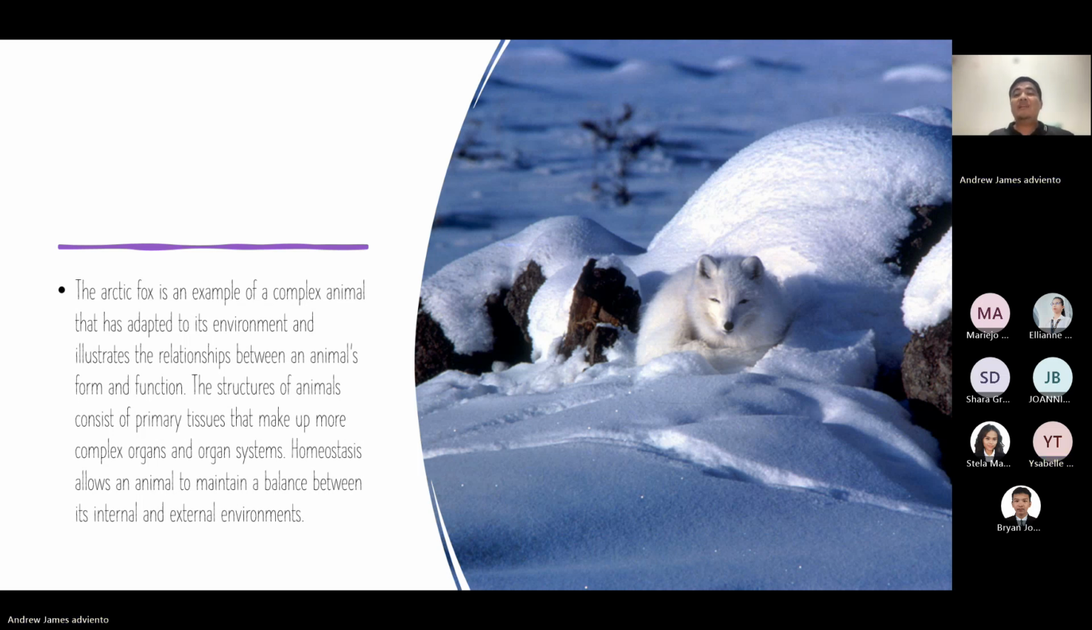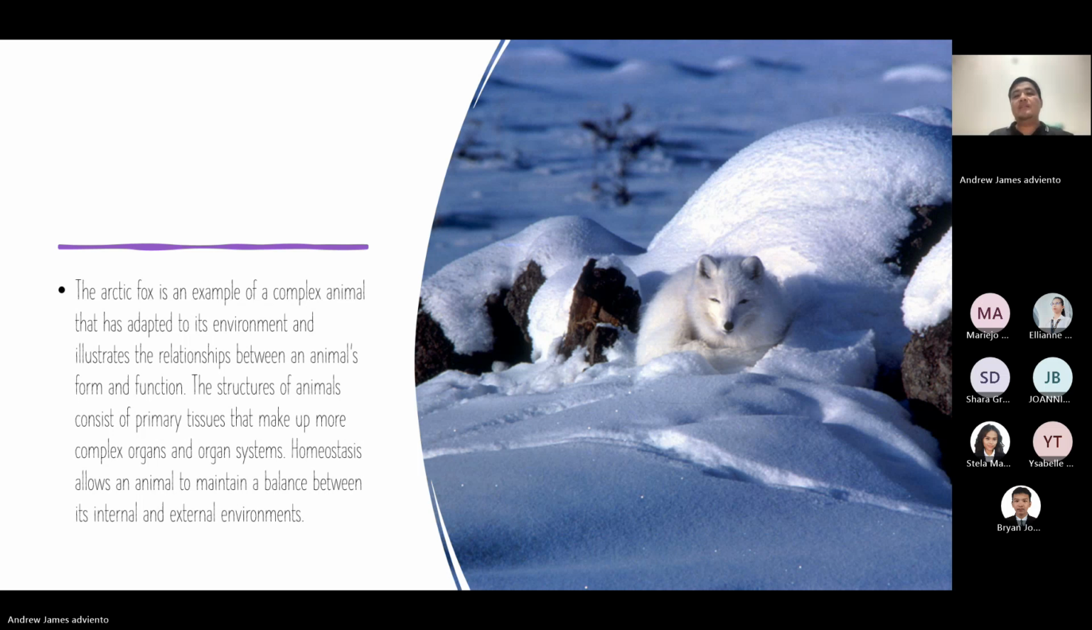Yes, so they are surrounded by fur. It's double fur actually. Most of the animals that live in the polar region have double fur. They also have fat, and we know that fat is a very good insulator. And as you can see, its color is white. It can blend with the color of the snow, and being a predator, that camouflage is used for hunting their prey. So that's how the Arctic fox is adapted to the environment.